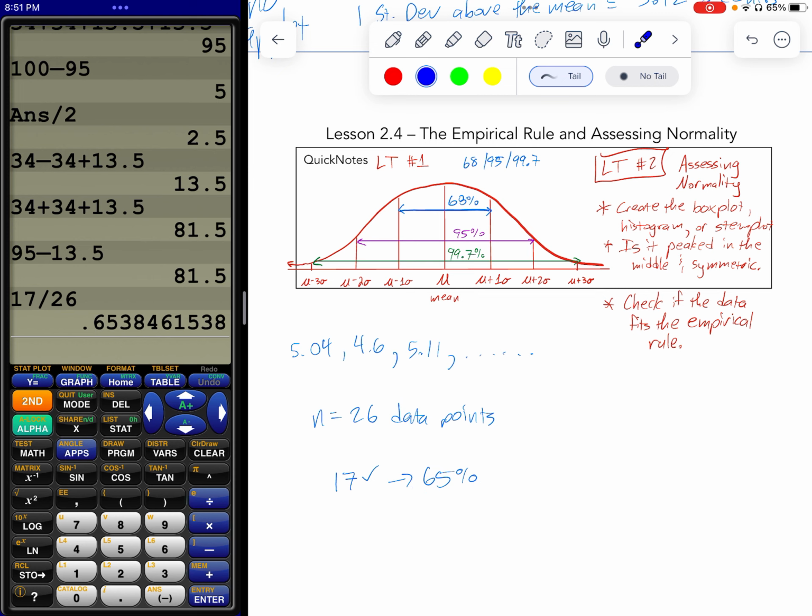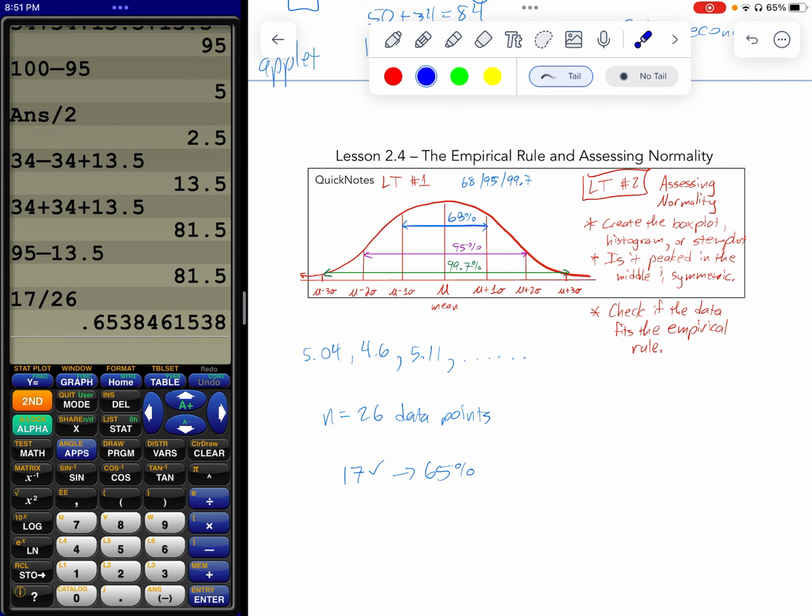It's not terrible. And then what about the 95%? So you count up how many are within 2 standard deviations. This one, this one, not this one, this one, and so on. And that percentage should be close to 95. And then almost all the data should be within 3 standard deviations. You might have like one that's not. If you check all three of these percentages, and they're all pretty close, then that's pretty solid proof that this data is normally distributed.